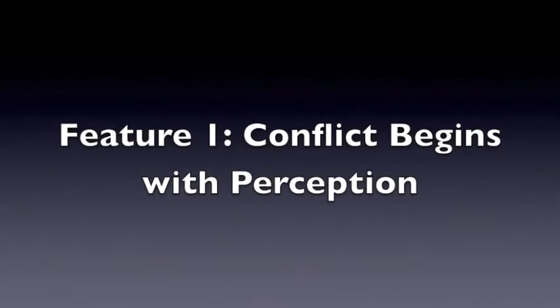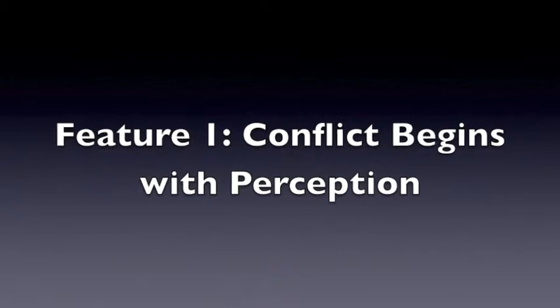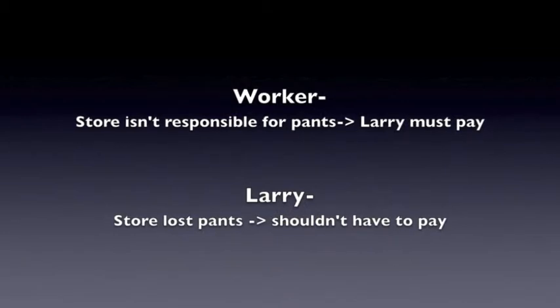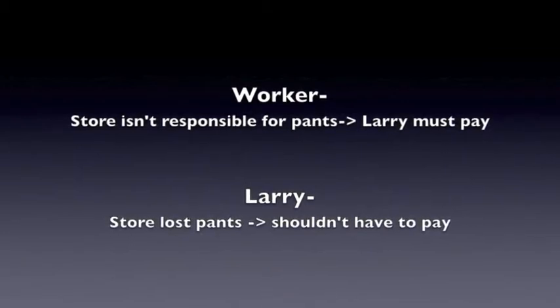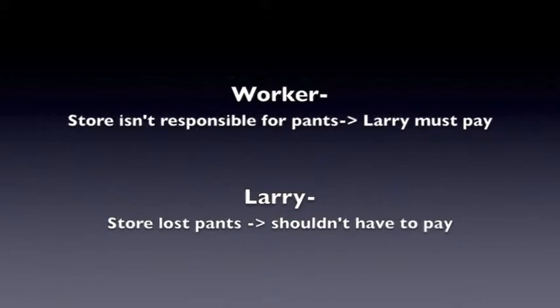That doesn't seem fair. The first of the four features of conflict is that conflict begins with perception. Larry and the worker clearly perceive incompatible goals here. Larry thinks he shouldn't have to pay for the pants, but the store worker says that since the store isn't responsible for Larry's pants, he must pay.